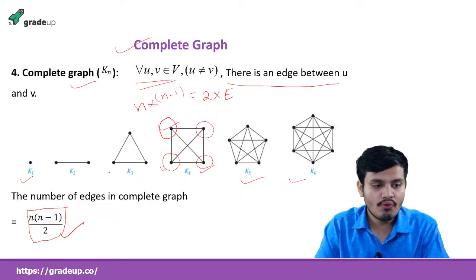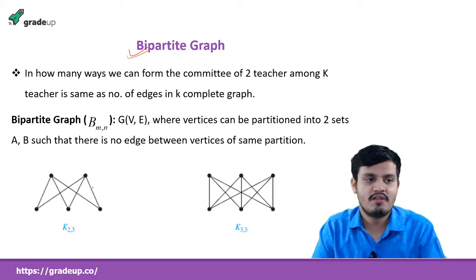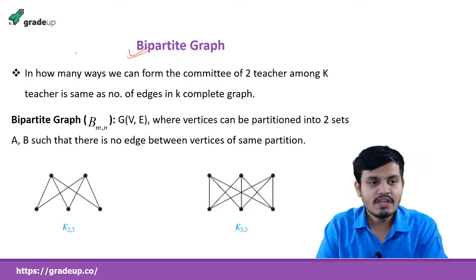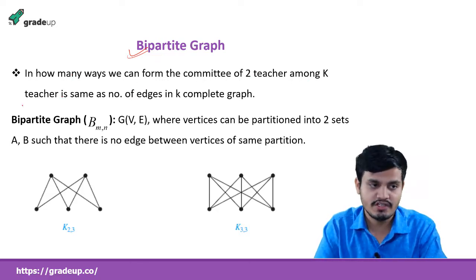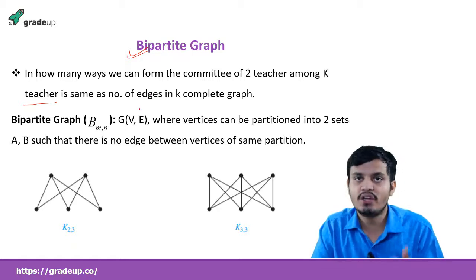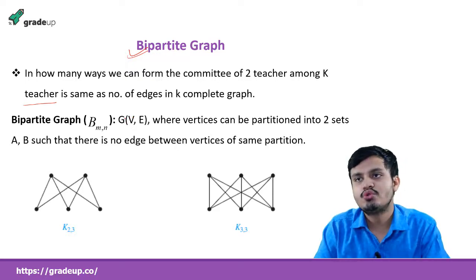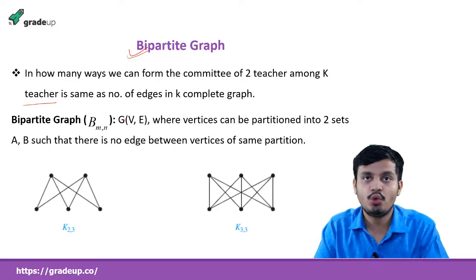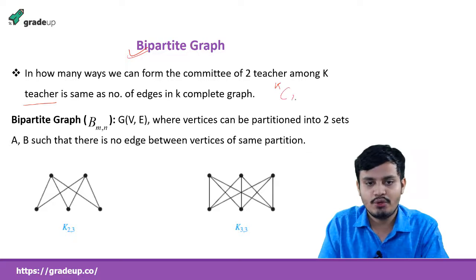First see this statement. I told you the number of edges in a complete graph is this. Also, you can understand this in a different way. How? Read this: in how many ways can we form a committee of two teachers among k teachers? So it is like the problem of selecting two people from a set of k people. How many ways can you do it? KC2. So that is the answer, and that is also equal to k into (k minus 1) upon 2.